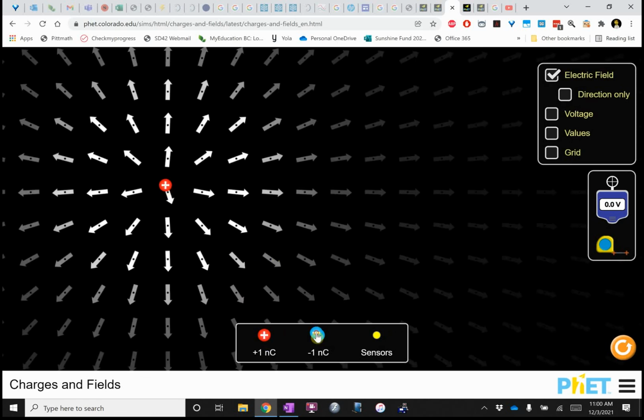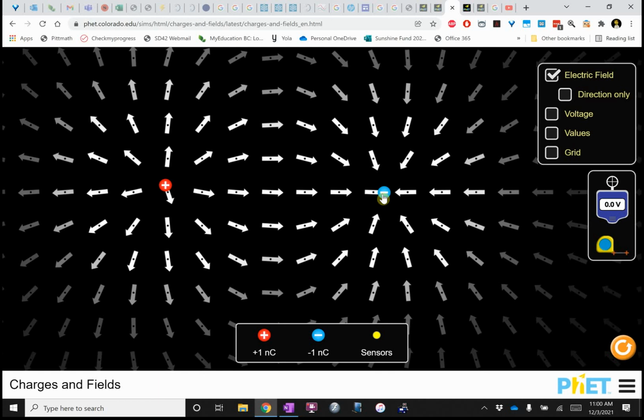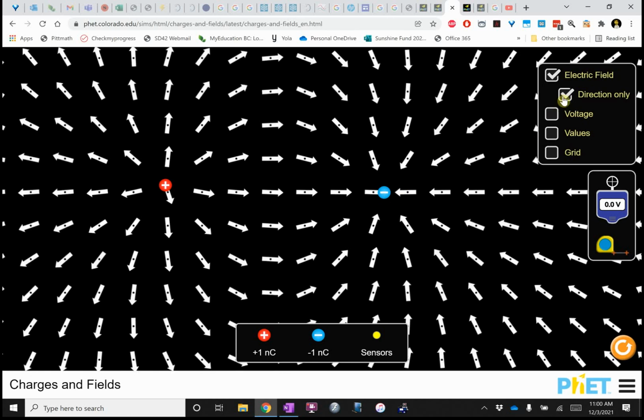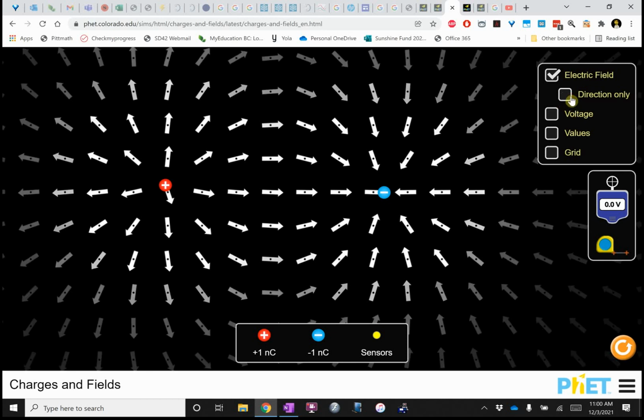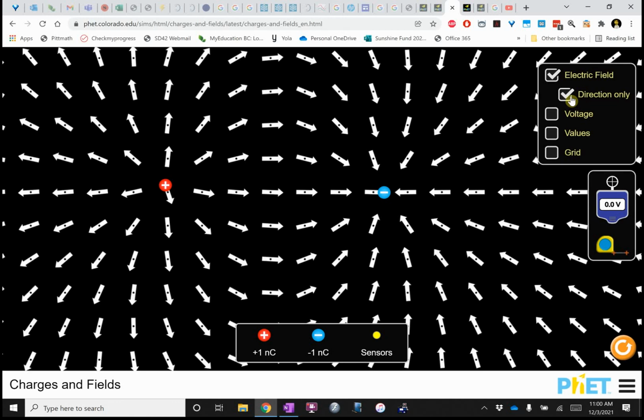How do you know that happened? Experiments. He just did experiment after experiment and had many, many, many aha moments. Okay? So here is your electric field, or if I just turn on direction only, there you go. The darkness and lightness is attempting to show the strength of the electric field, but there's an electric field.